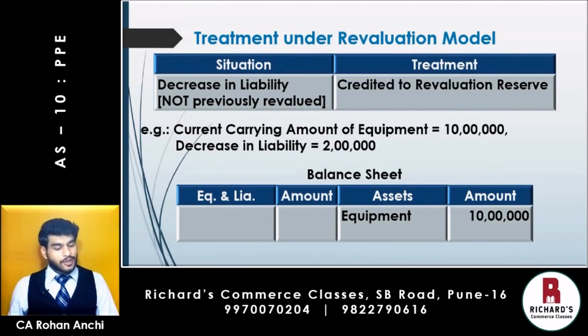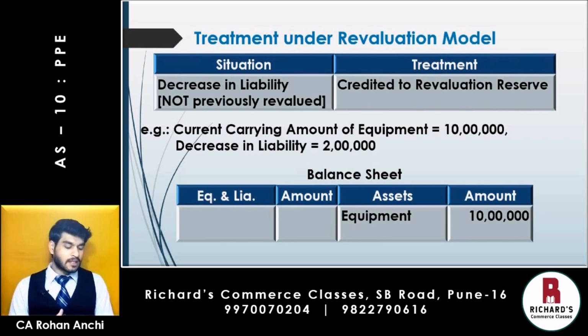Now, treatment under the revaluation model. The first situation is a decrease in liability, but the asset was not previously revalued. In that case, whatever is the decrease in liability is a gain, and it should be credited to revaluation reserve. Let us see. The current carrying amount of the equipment is 10 lakh rupees and there is a decrease in liability of 2 lakh rupees.